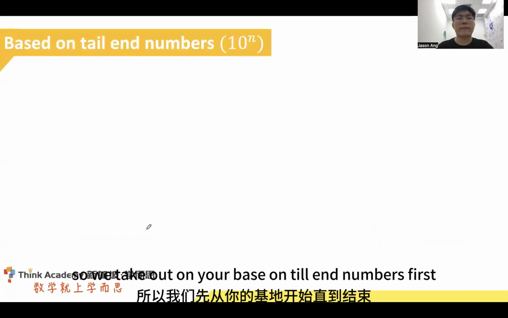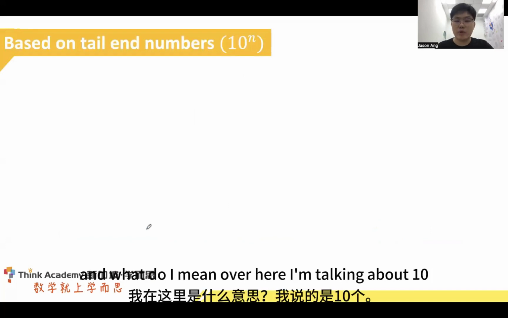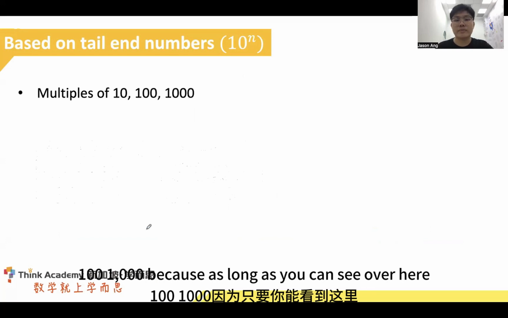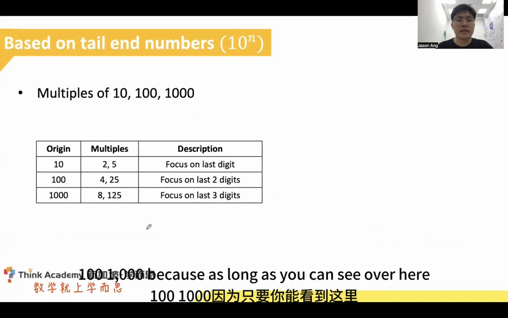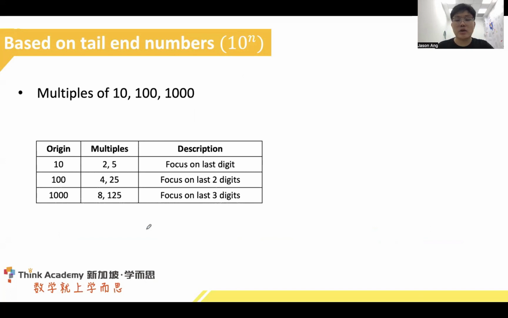So we tackle the one based on tail end numbers first. And what do I mean over here? I'm talking about 10, 100, 1000. Because as you can see over here, the moment a number is divisible by 10, we know that it's also going to be divisible by 2 and 5. If it's divisible by 100, it is also divisible by 4 and 25, and so on and so forth as well. So we can see the main three examples.